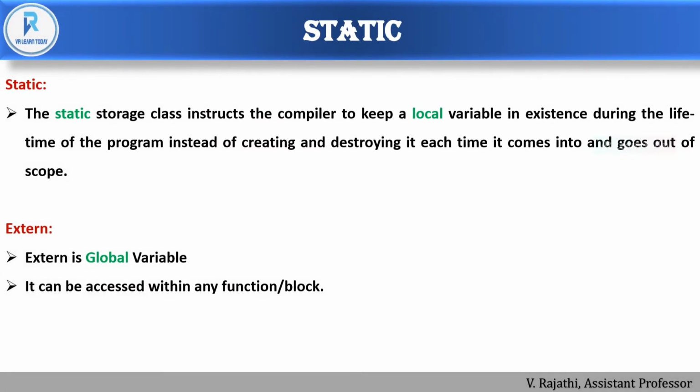Next is static. Static is a storage class that instructs the compiler to keep a local variable in existence during the lifetime of the program, instead of creating and destroying it each time it comes into and goes out of scope. And the final storage class is external. External is a global variable. It can be accessed within any block or within any function. External means it's global. You can access it anywhere.